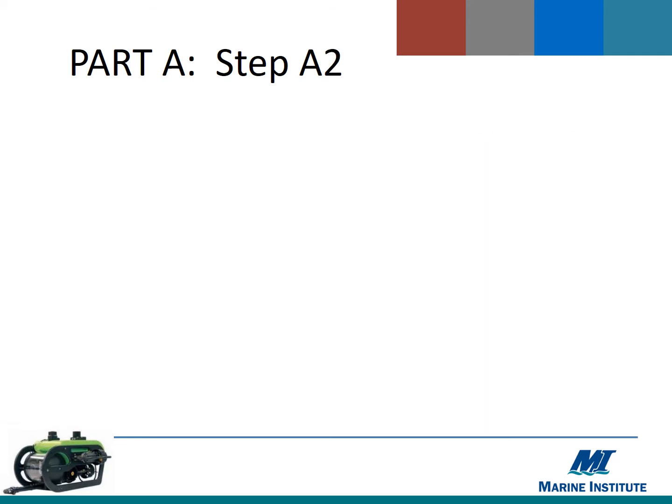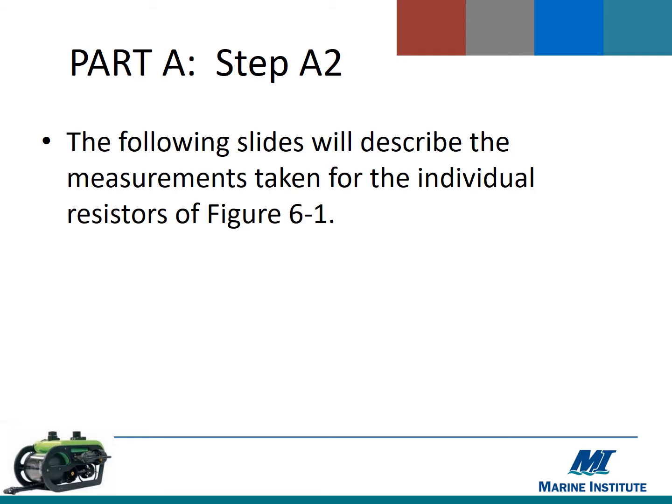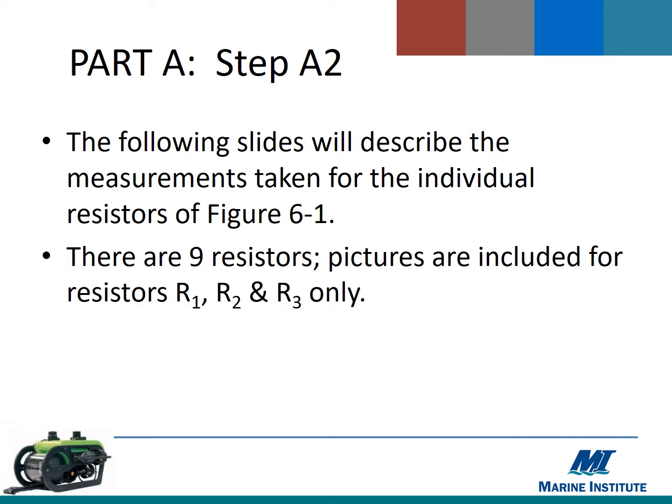The next step in the lab asks you to measure the resistance of each of the individual 9 resistors, and the following slides will describe some of the measurements taken. Even though in the lab we did measure the resistance of all 9 resistors with the ohm meter, pictures for the first 3 will be shown, and the other values can be taken from the supporting document or from the last slide that includes the tables on page 56. So we have pictures included for resistors R1, R2, and R3 only.